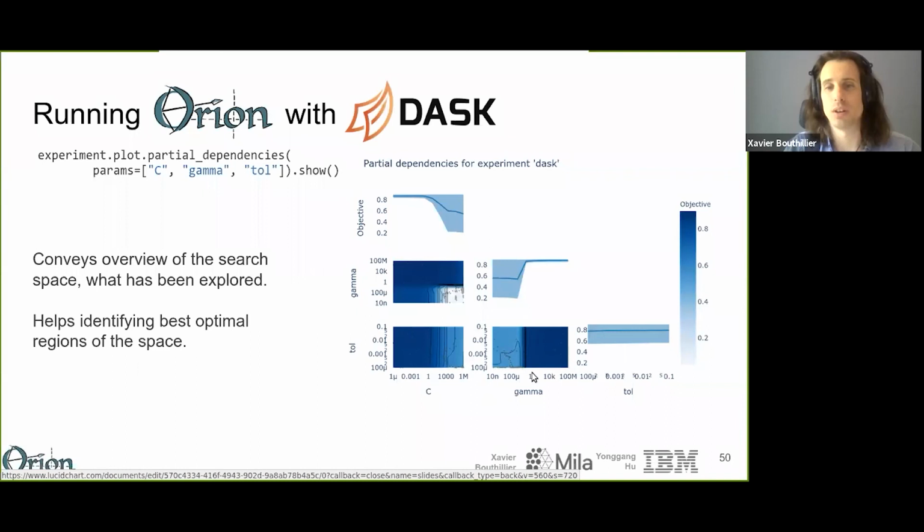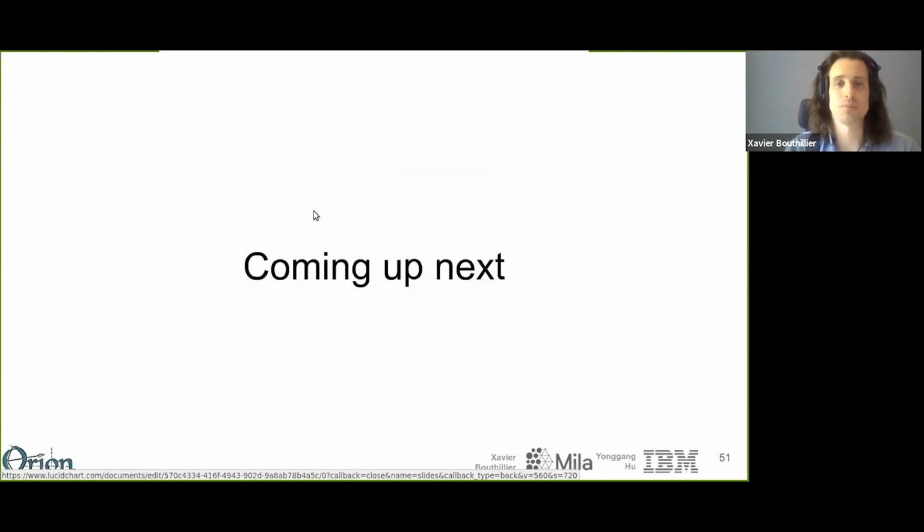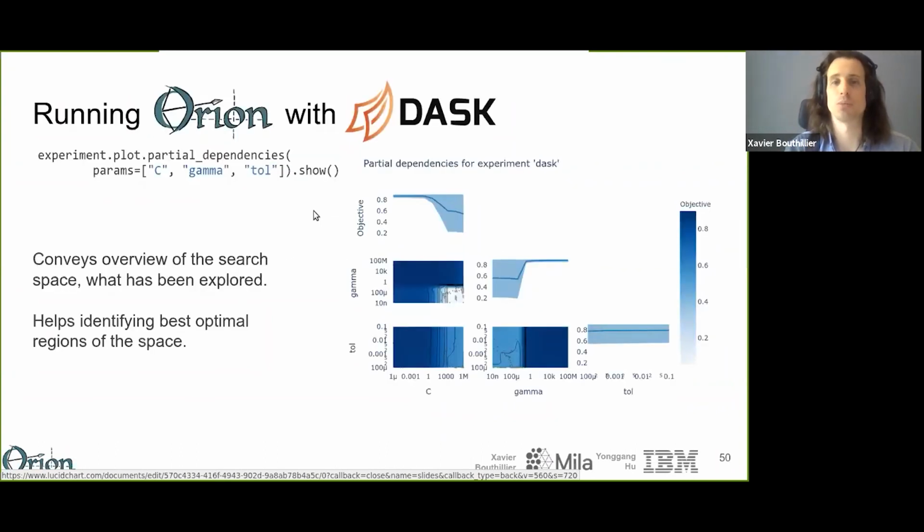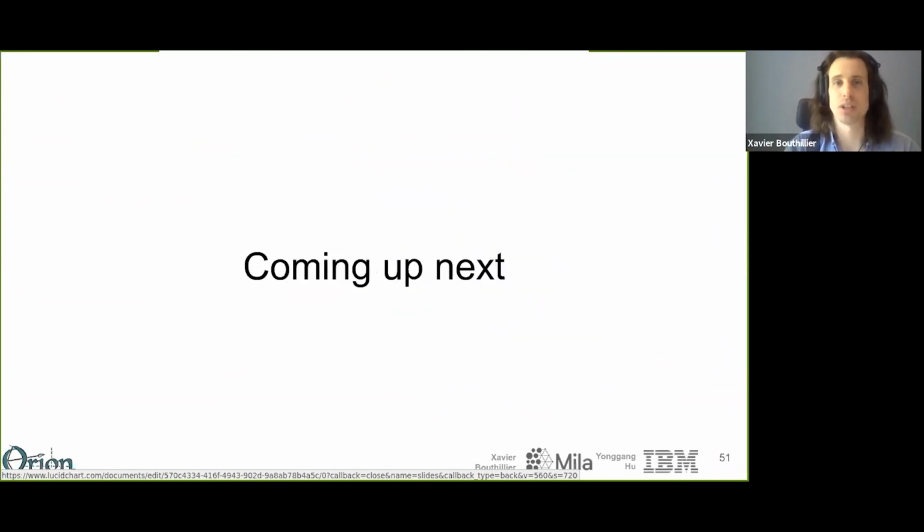And you have the pairwise dependency, so gamma and tolerance, for instance, and you can see here how it affects. So the lighter, the better the objective. And you can see here the best region. So this is a very useful visualization to assess how good the optimization was, and also how you should do the next one, like if you should change the search space.